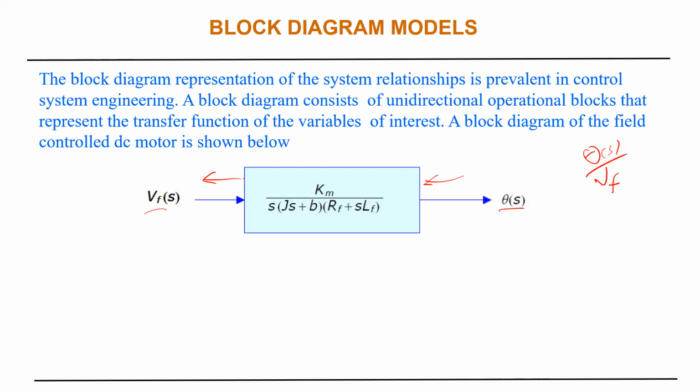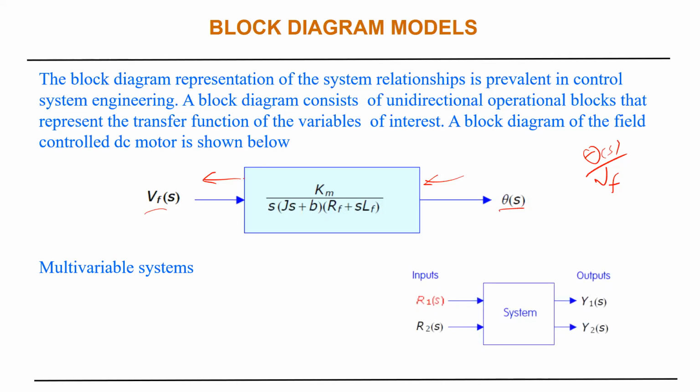So basically, any block has an input and output. Now, suppose I have a multivariable system. Let's suppose I have a system with two inputs and two outputs. In this case, the transfer function is going to be a matrix. Because I cannot say the ratio between the output and the input, since the output is a column vector and the input is another column vector. I cannot divide a column by a column.